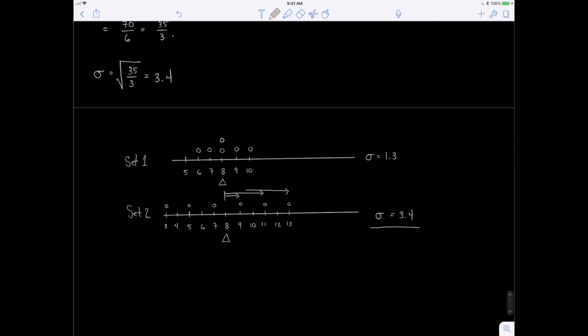So if someone was to just say, well, I have two data sets and they have the same mean, at that point, all you could know is that the mean is 8. However, if they changed that information and said, well, I also have standard deviations, then you know quite a bit about the data. So that's why we measure the visual spread using variance and standard deviation.